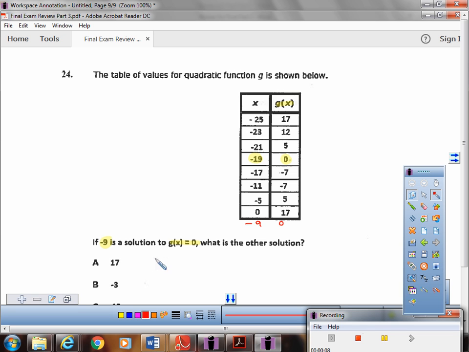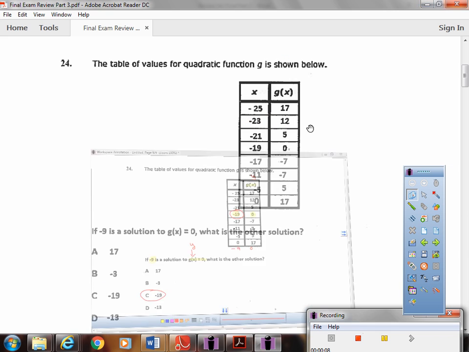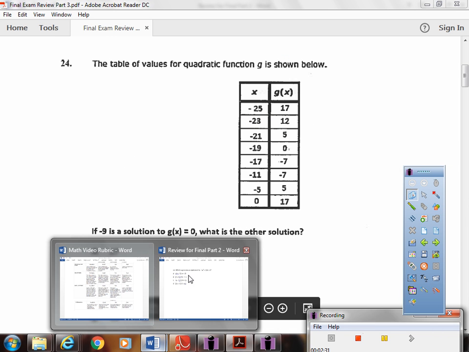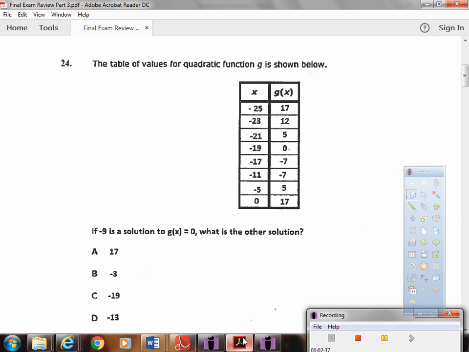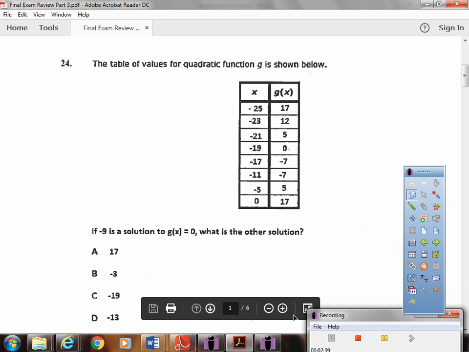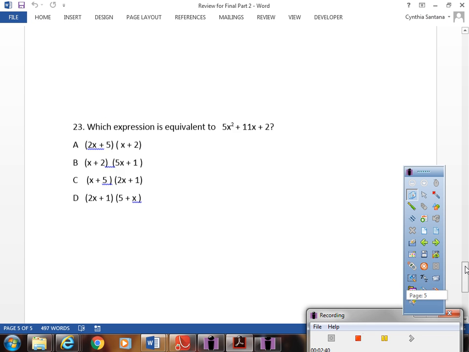Layla, did you understand that? Yes. G of X is the same as Y. Some of you might think of G of X as being your Y value. So if you think about it as saying Y equals 0, you look it up, there it is, and here's the solution for it. So negative 19, which would end up being C. Okay? So you just have to look up. You got to kind of understand what those symbols mean. Negative 19, yeah. Awesome.